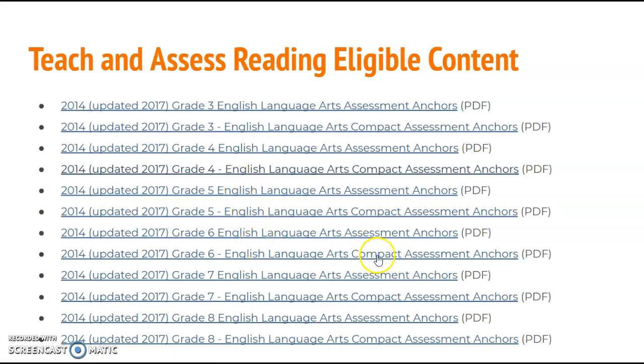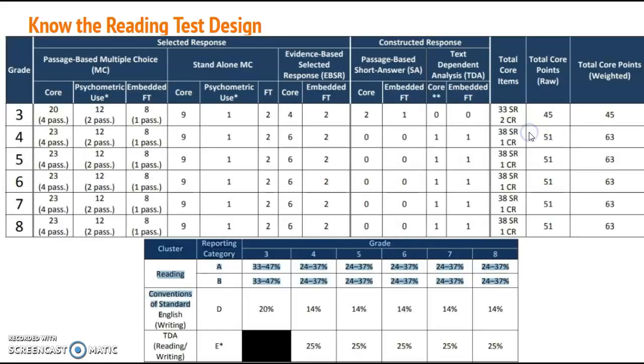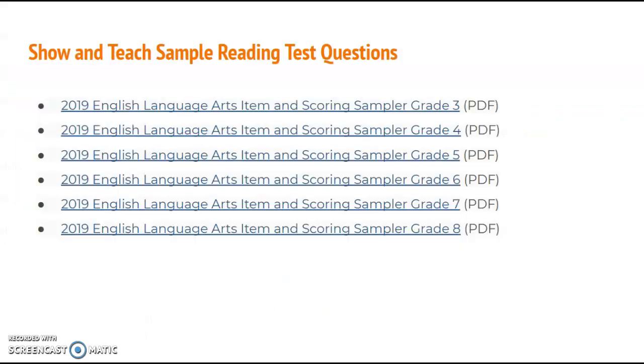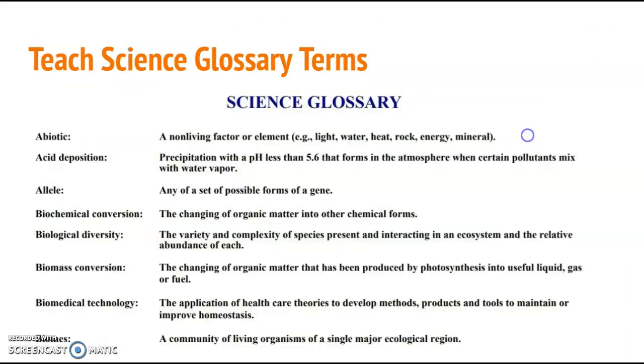The compacted assessment anchors seem to be easier to read and understand. If you click here, you will see the vocabulary topics by grade level. You will also see the reading test design. Text-dependent analysis is started in grade 4. Here are the 2019 released items and scoring sampler. Remember, teach students to write text-dependent responses according to the rubric.